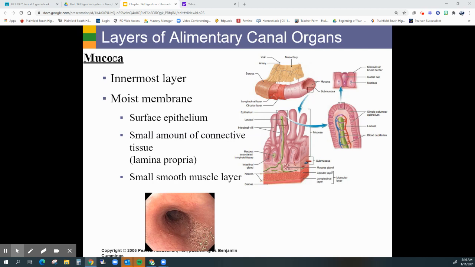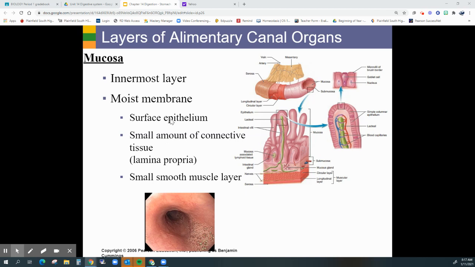The first one is what's referred to as the mucosa. This is the innermost layer, the very inner layer. This is the layer of the alimentary canal that, in different areas, will absorb things for us. Because of that, it's a moist layer, meaning it has some mucus as well as some interstitial fluid on it. It has a small amount of connective tissue. This layer is mostly what's called the lamina propria. This is what actually connects the mucosa to the underlying layers.